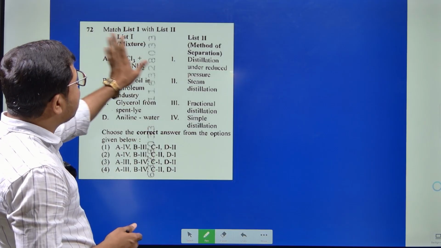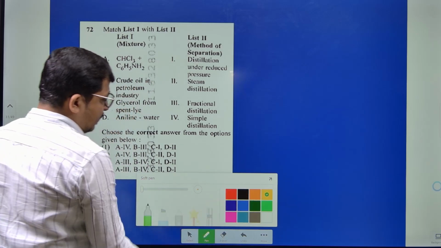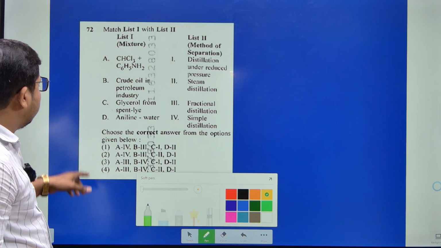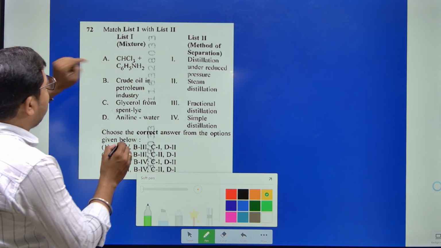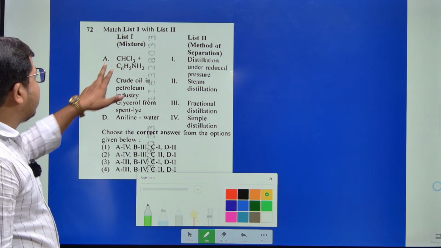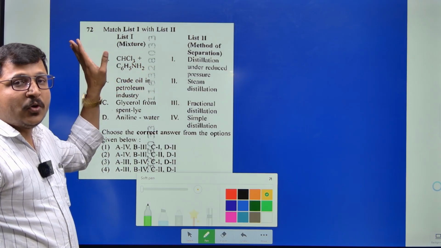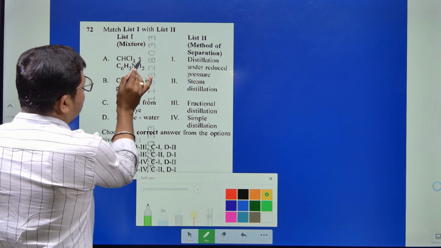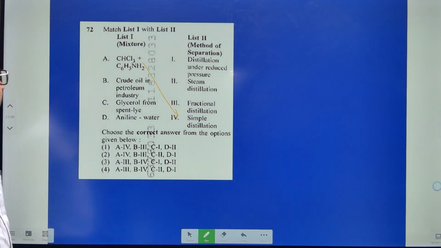List 1 is the mixtures and the method of separation in which they are used, so let us discuss it. Option A: in list 1 they have given CHCl3, which is chloroform, and aniline. Chloroform and aniline: A4 means this mixture is used in simple distillation.